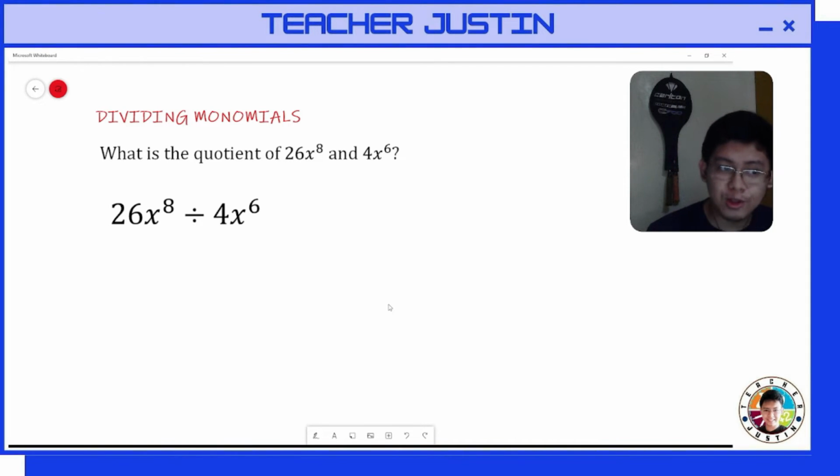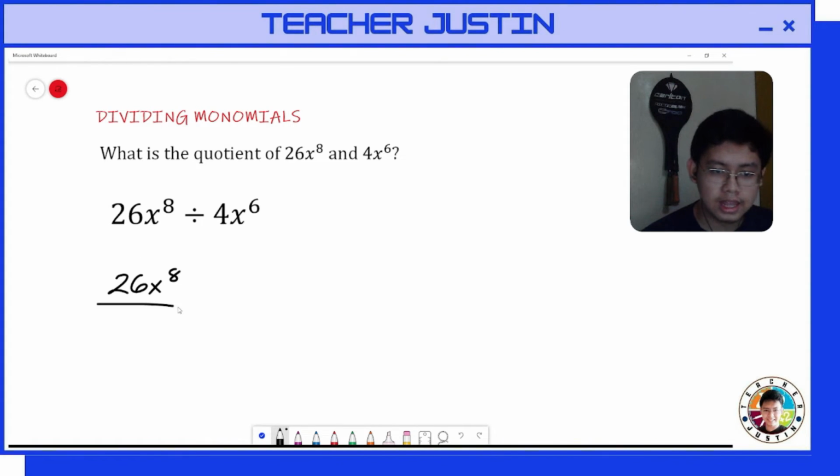And we can also rewrite this expression into a fraction form. Because our operation is division, we can rewrite it as a fraction, wherein 26x raised to 8 will be our numerator and our denominator is 4x raised to 6. Now, let's divide our monomials applying the rules: coefficient divided by coefficient, variable divided by the variable. So let's simplify this expression.